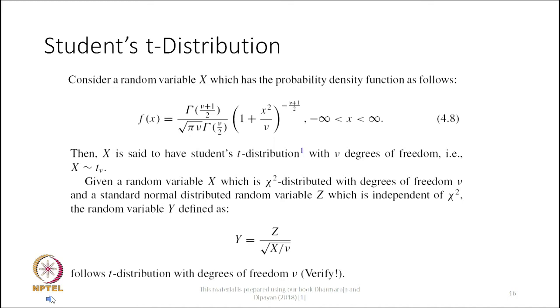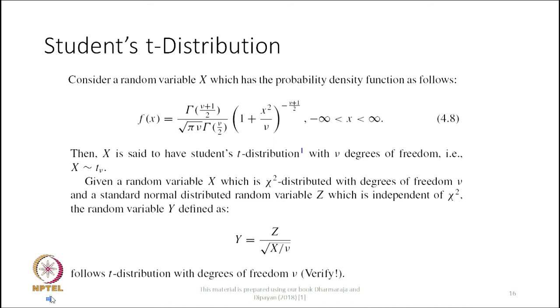It is possible to relate the standard normal distribution with the chi-square distribution. One can create the t distribution using a function of random variables. So, that also we have explained.